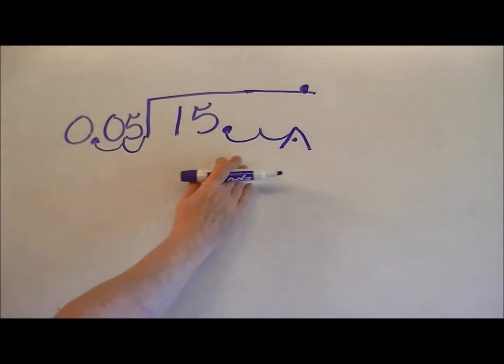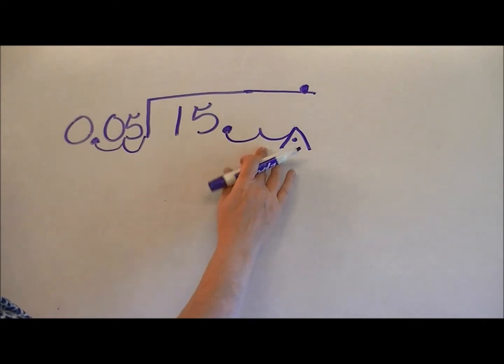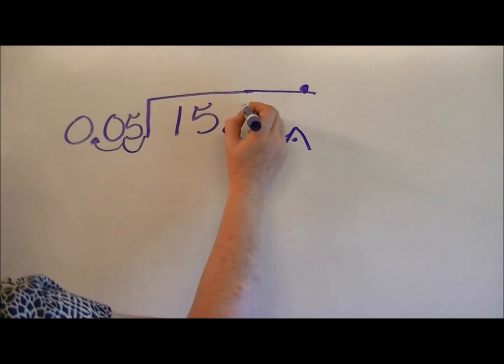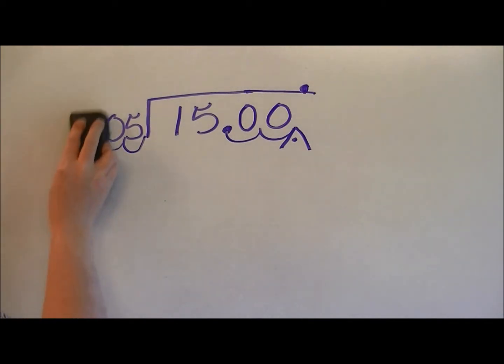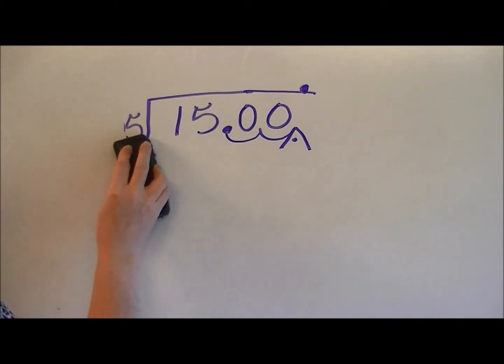Now, this looks pretty weird. I have 2 empty spots. Aha! I bet you all know what to do. We're going to fill them in with zeros. Now, I like to come over and erase all of this over here so it's not so confusing. You're just looking at 5.